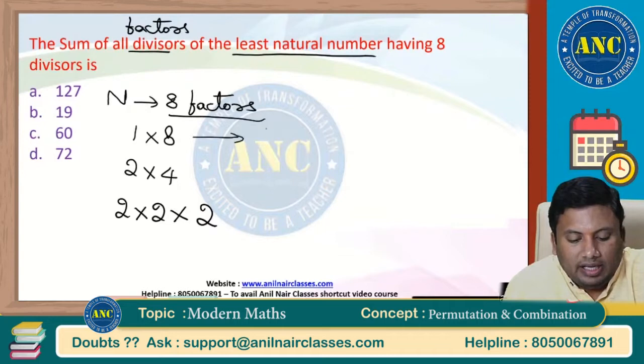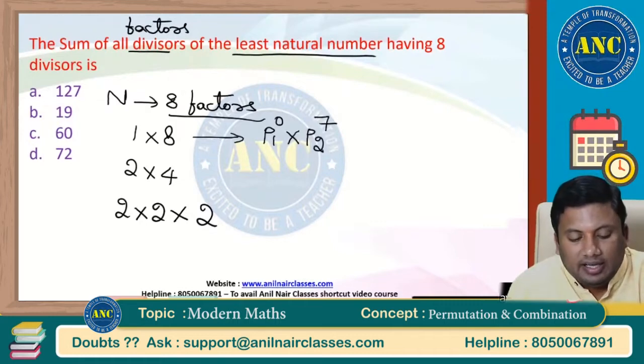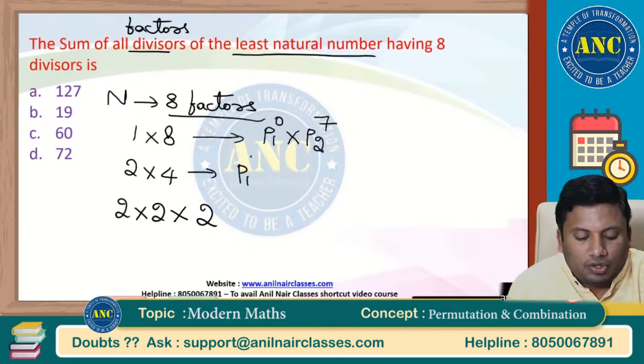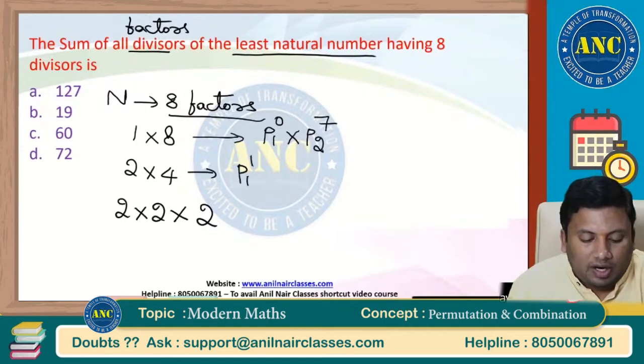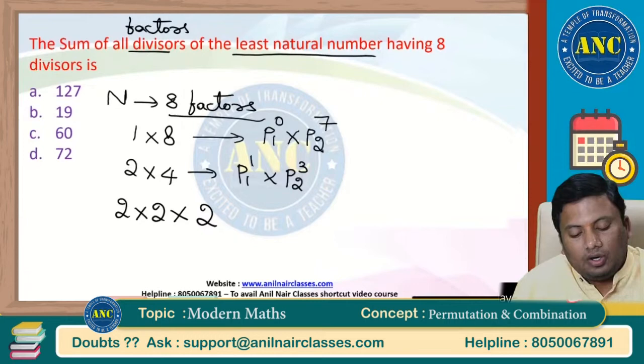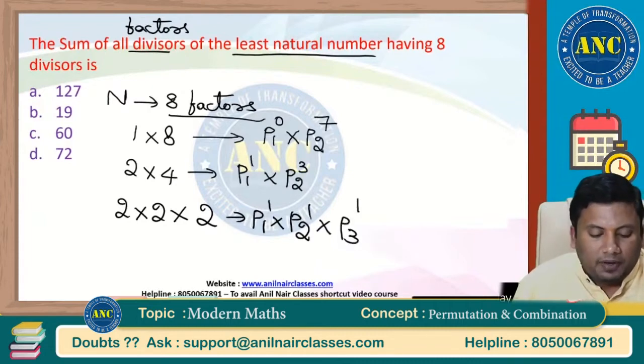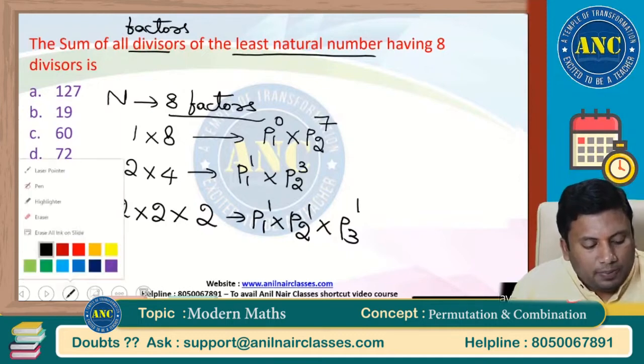1 into 8 is nothing but P1 power 0 into P2 power 7. 0 only will give you 1 case. 7 means 0 to 7, I will get 8 cases. 2 means power should be 1, then 0 to 1, I get 2 cases. 4 is nothing but P2 power 3, 0 to 3 is 4 cases. Here it is P1 power 1, here P2 power 1, here P3 power 1.